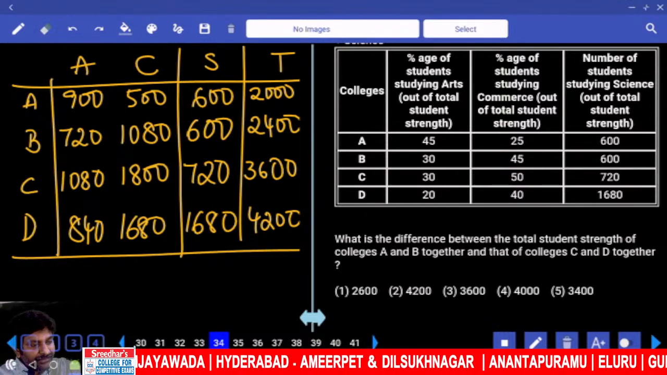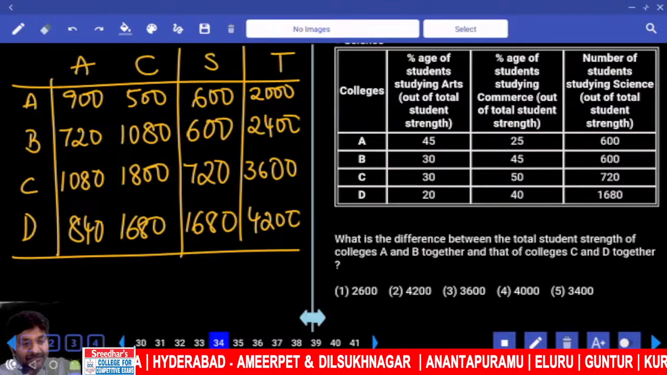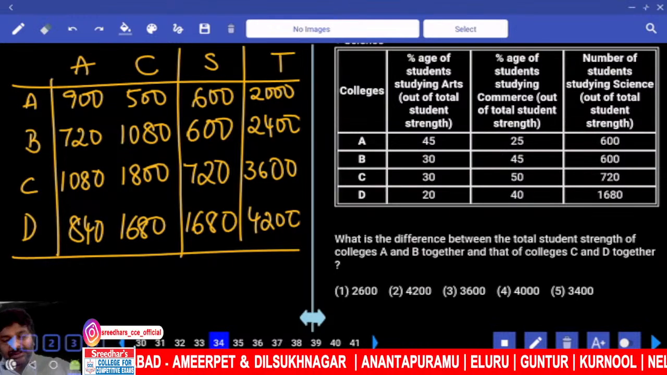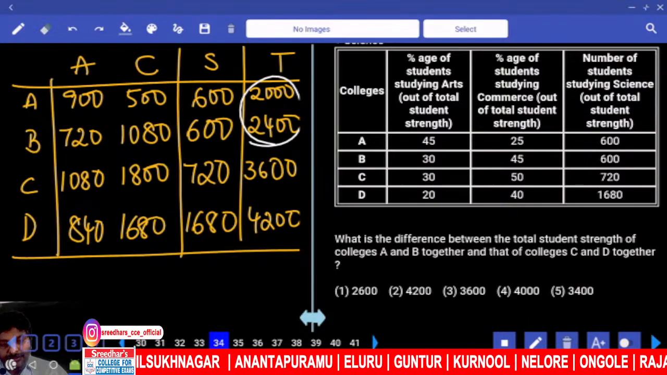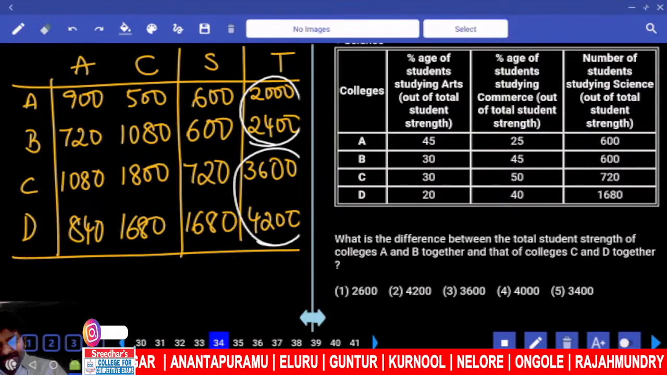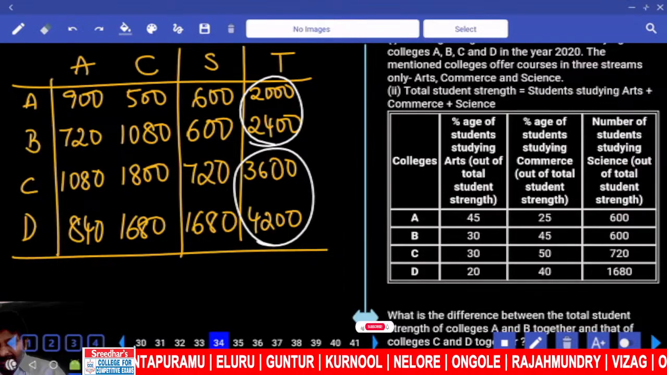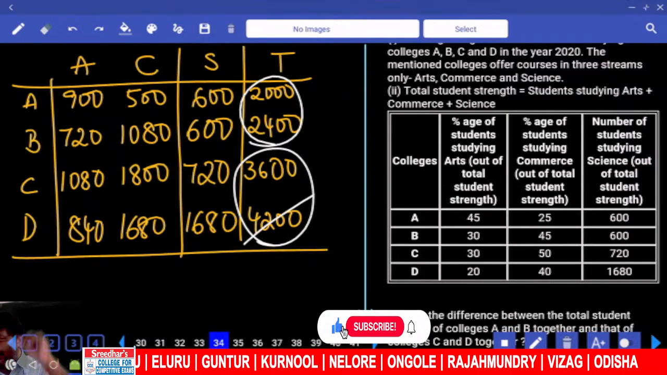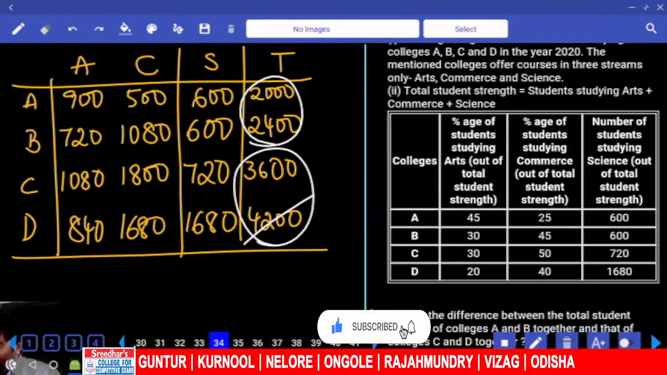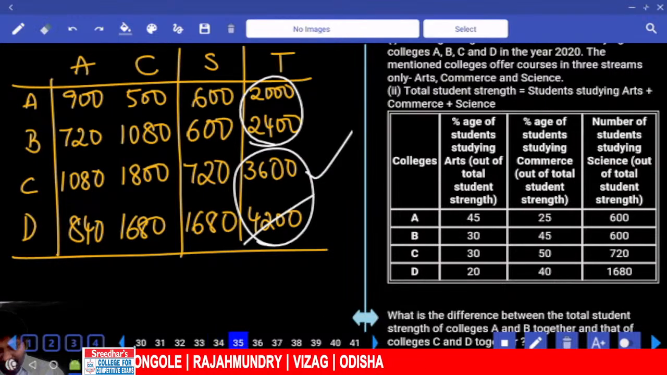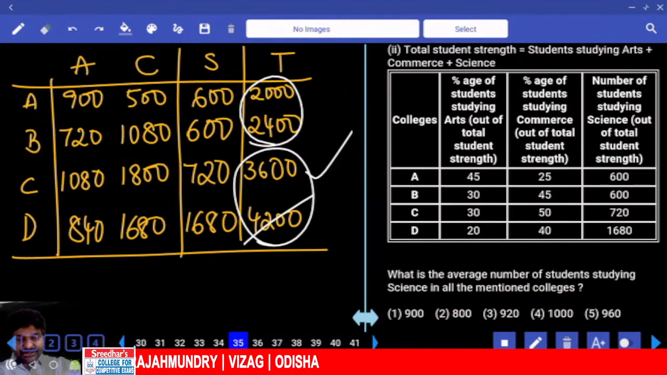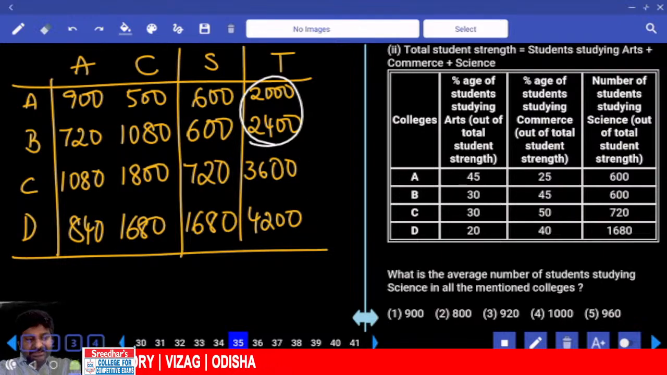What is the difference between total number of students, strength of colleges A, B together and C, D together? A, B together 4,400, and sum of these two numbers, and then we need to take the difference, correct? First of all, take 4,200 from this number. 200 more we have to subtract. Subtract it from 3,600. 3,400.